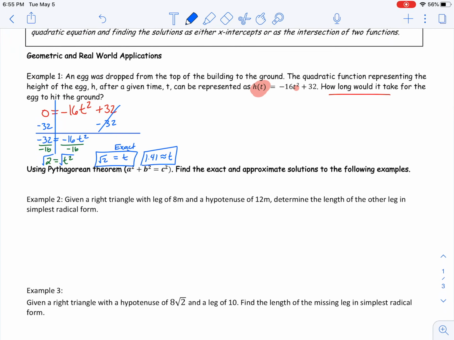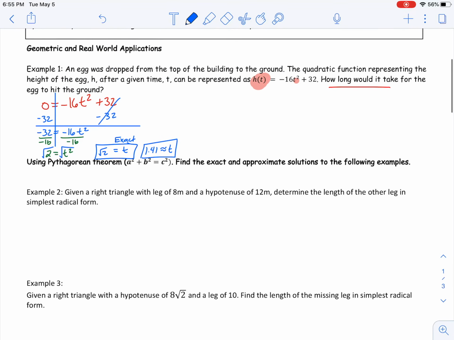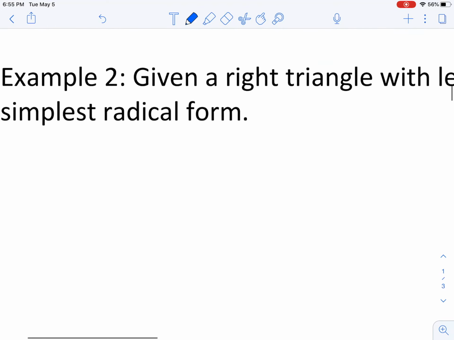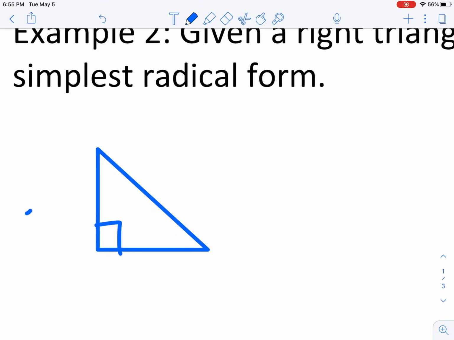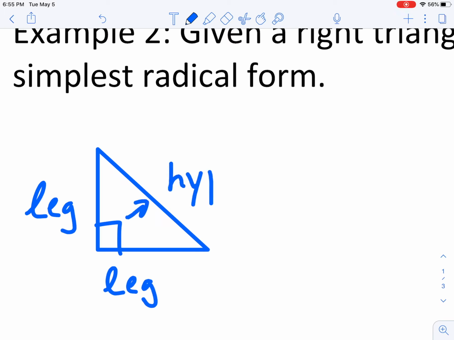Example 2: given a right triangle with a leg of 8 meters and a hypotenuse of 12 meters, determine the length of the other leg in simplest radical form. Okay, so when you get an example like this, let's draw a picture to represent it, right? So I have a right triangle in this case. And remember, we know that something's a right triangle because one of the angles is 90 degrees. Okay, and also, when we're talking about a right triangle, we know that this is a leg. This is a leg, and across from the 90-degree angle is the hypotenuse.